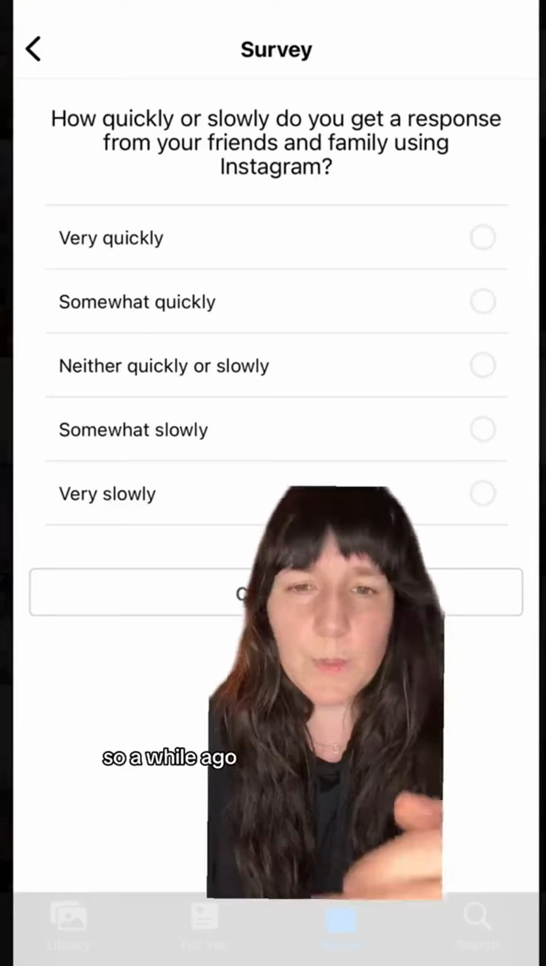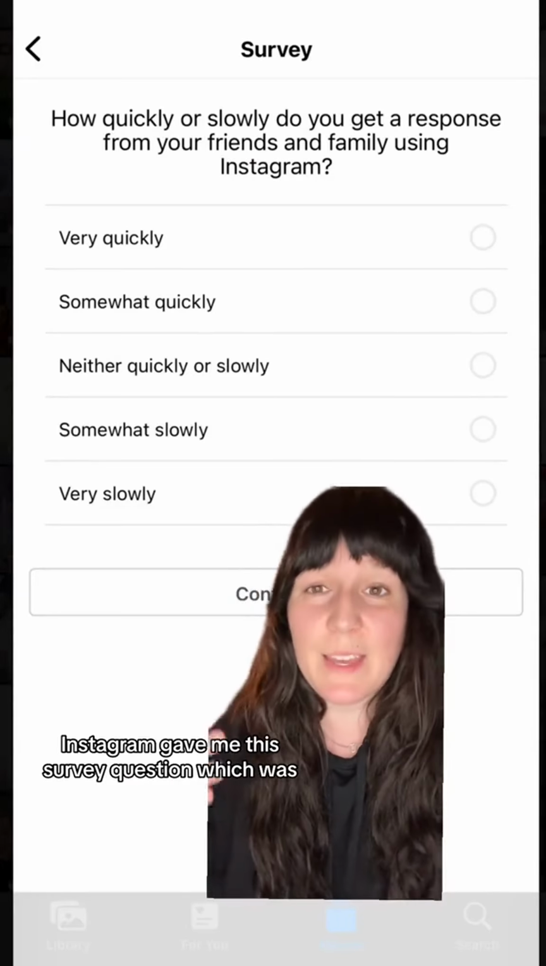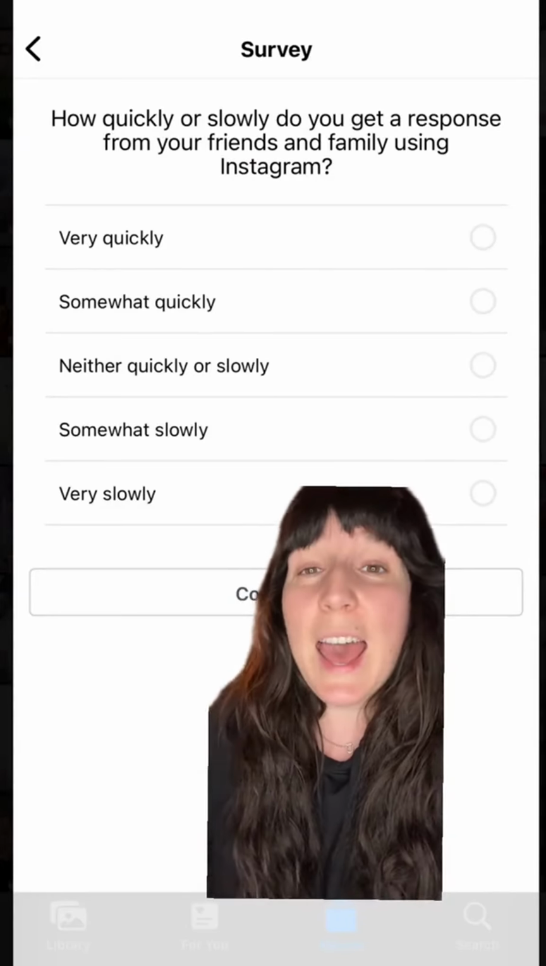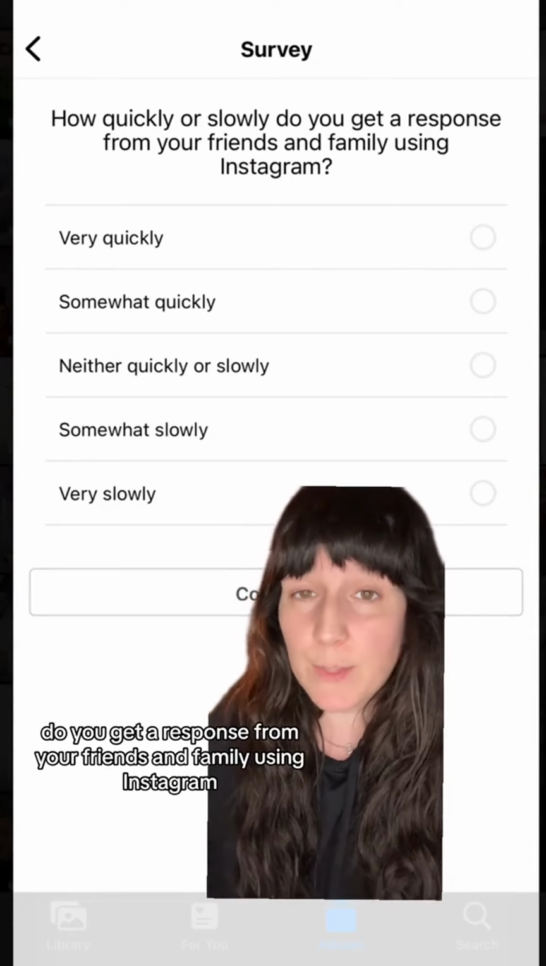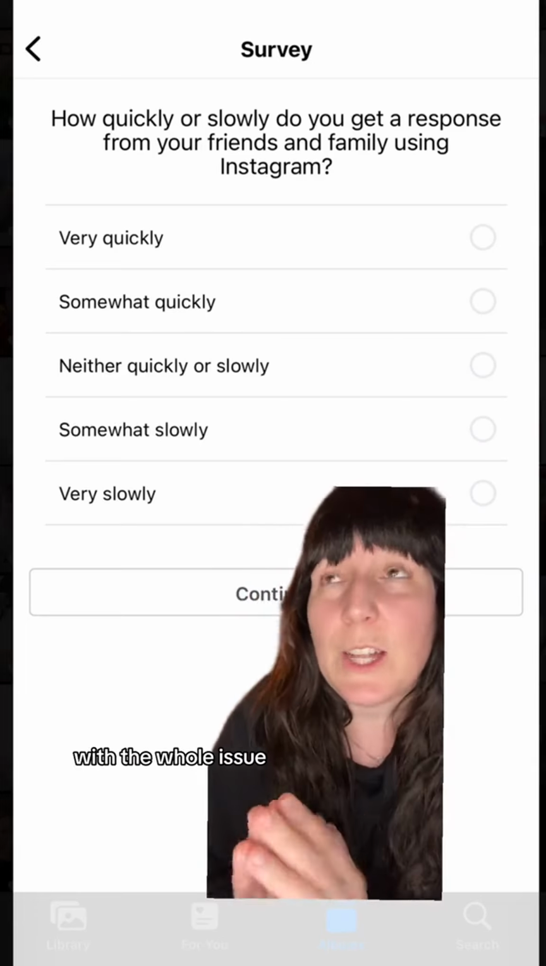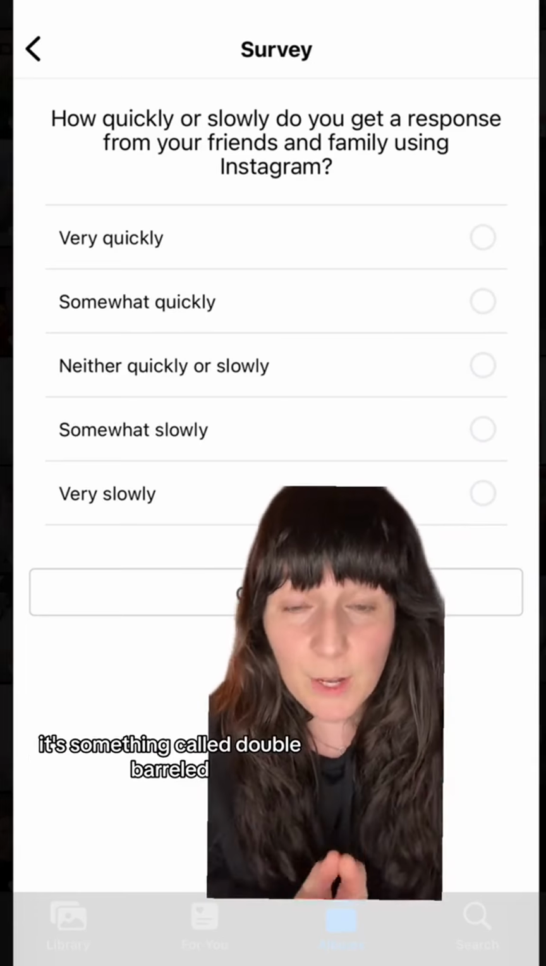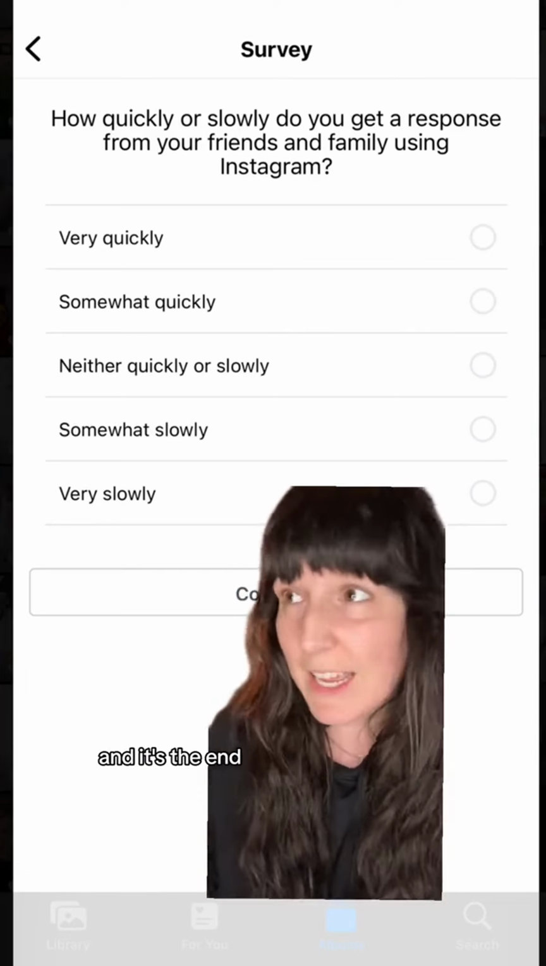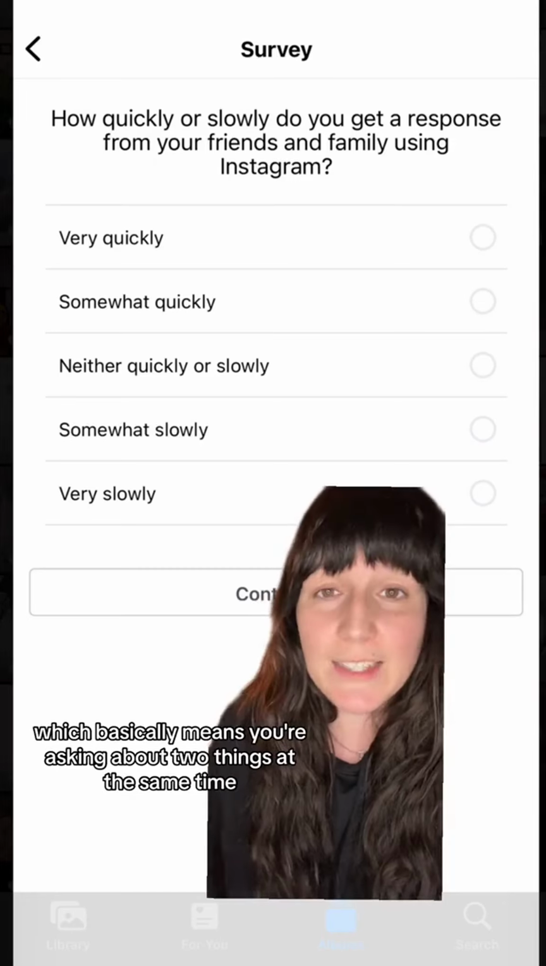So here's an example of why I think this is important. A while ago, Instagram gave me this survey question, which was, how quickly or slowly do you get a response from your friends and family using Instagram? So before we talk about the goals issue, let's talk about glaring issues with this question. For starters, it's something called double-barreled. You see the little word "and"? If you see "and," it means your question's double-barreled, which basically means you're asking about two things at the same time.